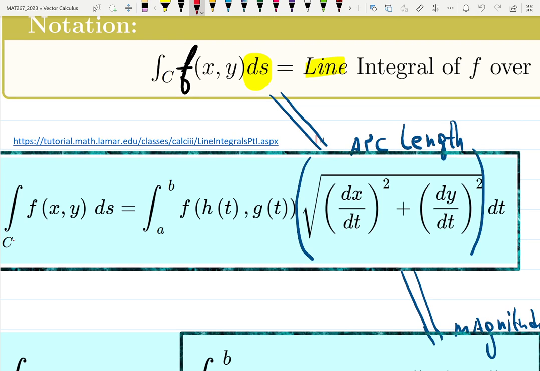It's exactly the formula. Write it down. Integral of F over C. F is, as always, whatever is inside, in 3D. We're integrating over 2D. ds is at the end. ds is a notation for the line integral. How to do that? It will be integral from a to b of F. And now we're going to have to find the parameterization.